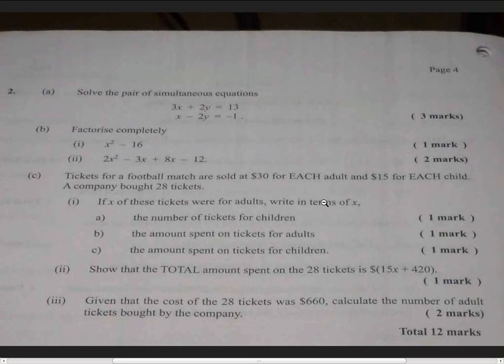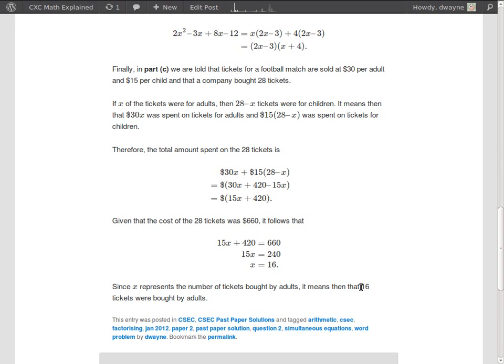Now the last part tells us that given that the cost of the 28 tickets was $660, so here remember we got the cost of the 28 tickets in terms of X, and that's 15x plus 420, and now they're giving us the exact cost, the real number. So if this is the cost and this is the cost, then both of them are equal. So when we set both of them equal, 15x plus 420 equals 660, we have a linear equation in terms of X. There's one unknown, and so we can solve this equation to get the value for X.